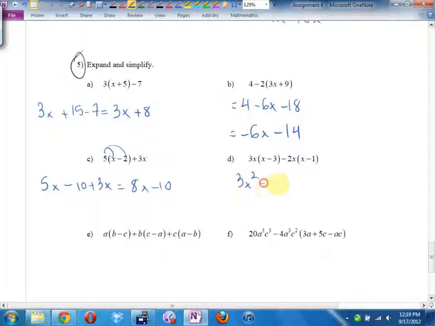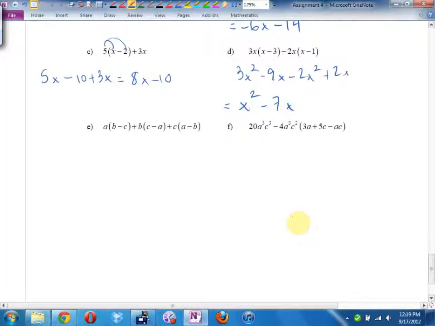3x squared minus 9x minus 2x squared plus 2x. It's going to be x squared minus 7x. I'm amazed I haven't made a mistake yet. Oh, I will here. Let's see. AB minus AC plus BC minus AB. I know it said BA. I'll write them alphabetically, and that way when I'm looking for like terms, it's way easier for me to spot them because I've written the letters in alphabetical order. Just a hint. Plus AC minus BC. I can gather some like terms.